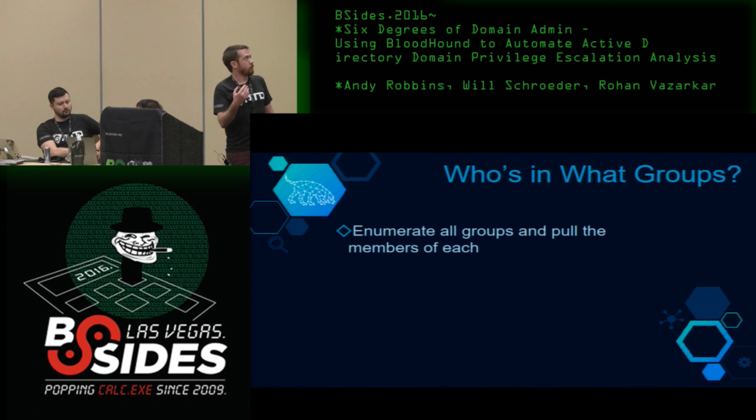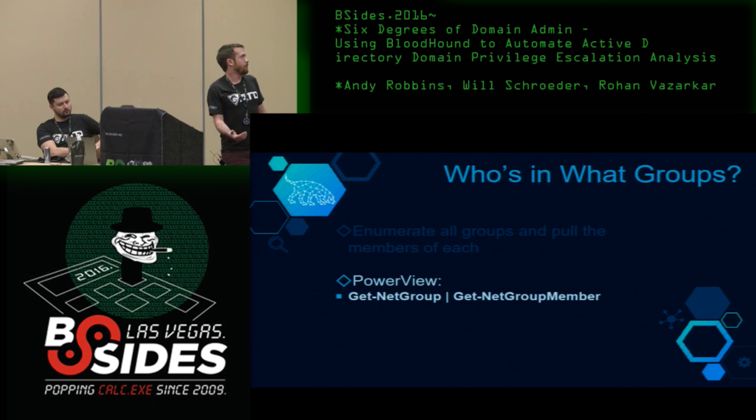We want to enumerate all the groups. Just pull all the group names through LDAP, and then pull out the membership for each. In PowerView, we can do this super easily: Get-NetGroup, piped to Get-NetGroupMember. If you're not familiar with PowerShell, this is the pipeline. It passes fully serialized objects between different cmdlets or functions that you're running.